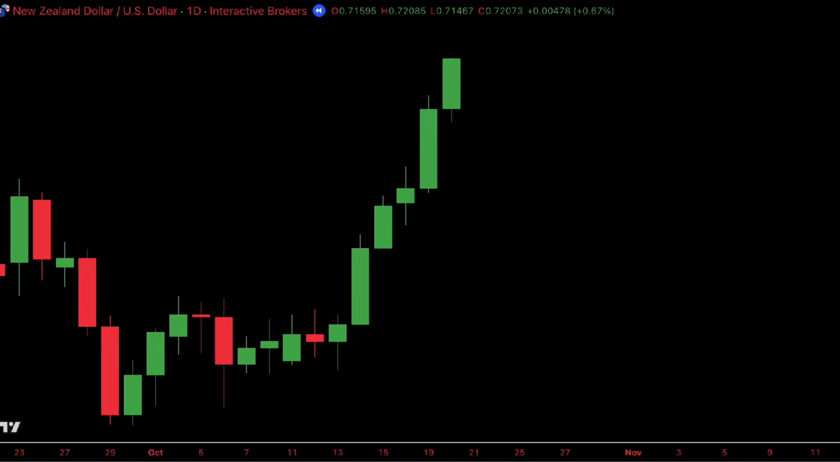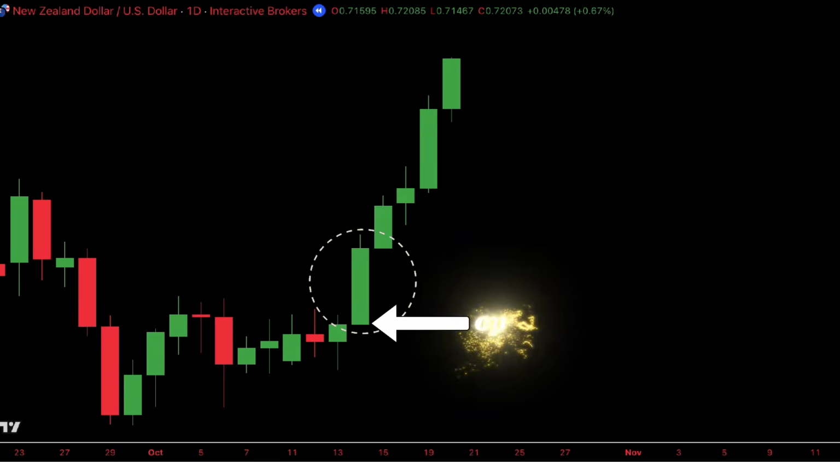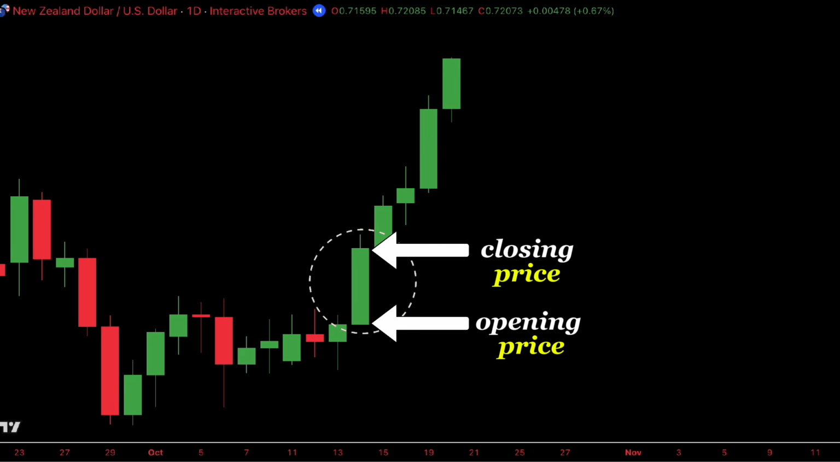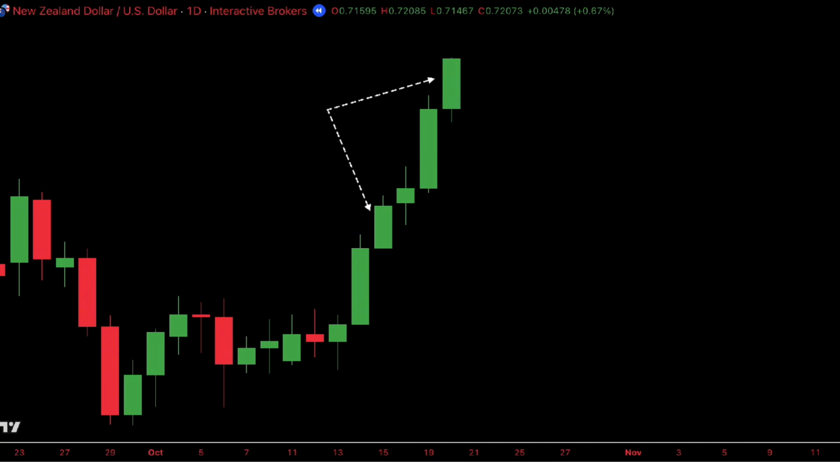Now look at another chart example. As you can see here, we have 5 consecutive green candles. The first candle opens here and closes above its opening price, so the closing price is above the opening price, which makes this a bullish green candle. The same thing happens with the rest of these candles. Each candle closes above its opening price, which tells us that buyers were in control of the market during all these trading sessions, pushing the price higher.